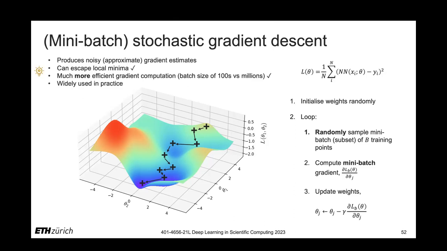So yeah, this is a really popular way of doing it. It produces noisy estimates, but allows us to escape local minima, and it's way more efficient than doing full gradient descent. Batch sizes of 100 versus 1,000,000, and yeah, we widely use this in practice.